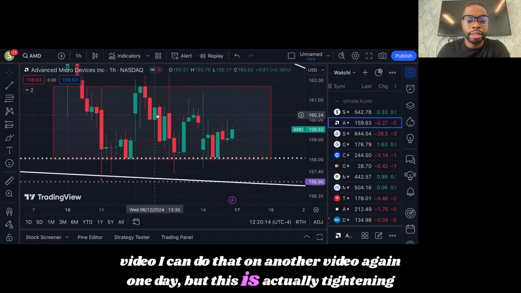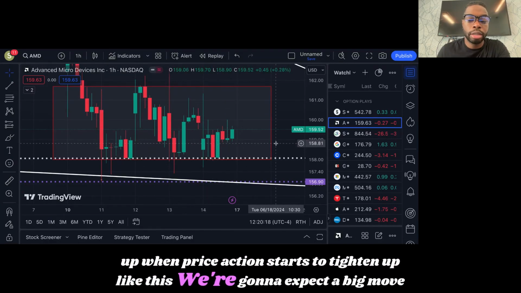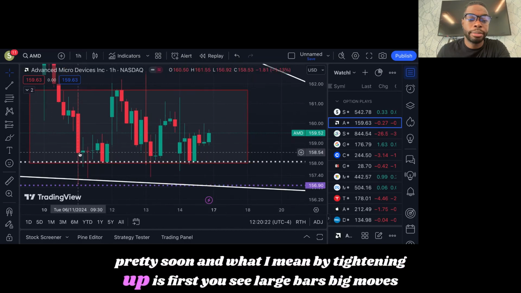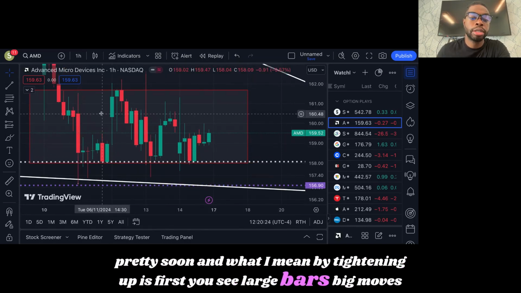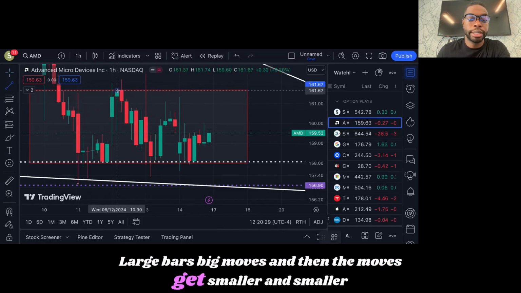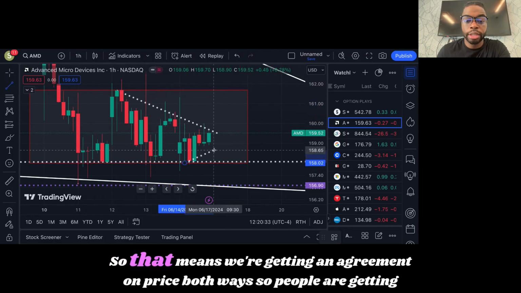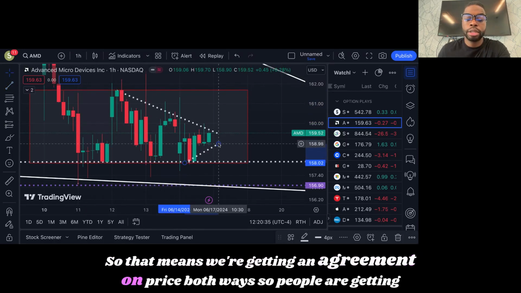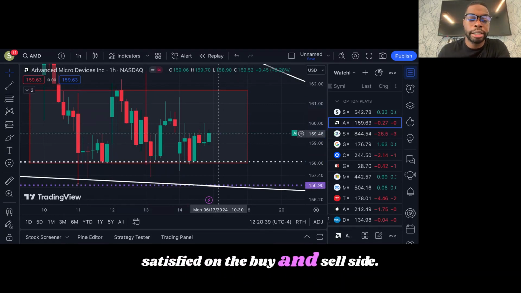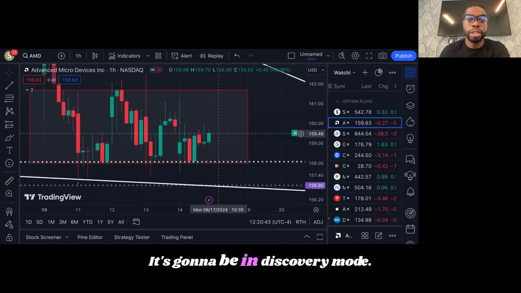But this is actually tightening up. When price action starts to tighten up like this, we're going to expect a big move pretty soon. What I mean by tightening up is first you see large bars, big moves, large bars, big moves, and then the moves get smaller and smaller. That means we're getting an agreement on price both ways. People are getting satisfied on the buy and sell side, and now price is going to be looking for discovery. It's going to be in discovery mode.